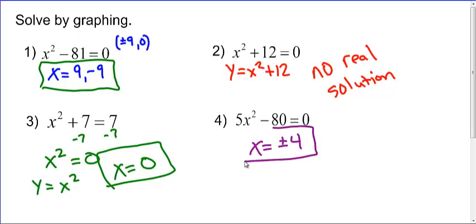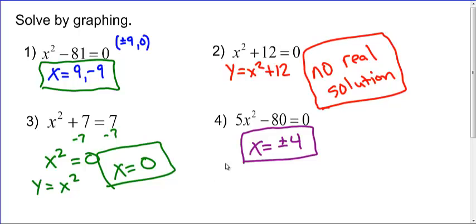Now, if you'd prefer to write x equals 4 or x equals -4, that's totally fine. Either way, we get the same thing.